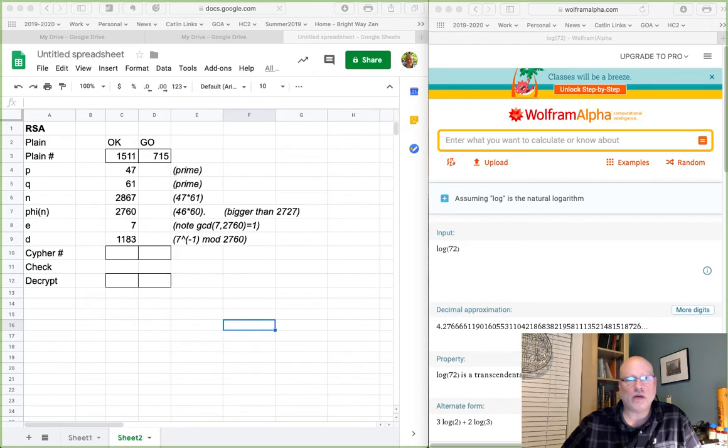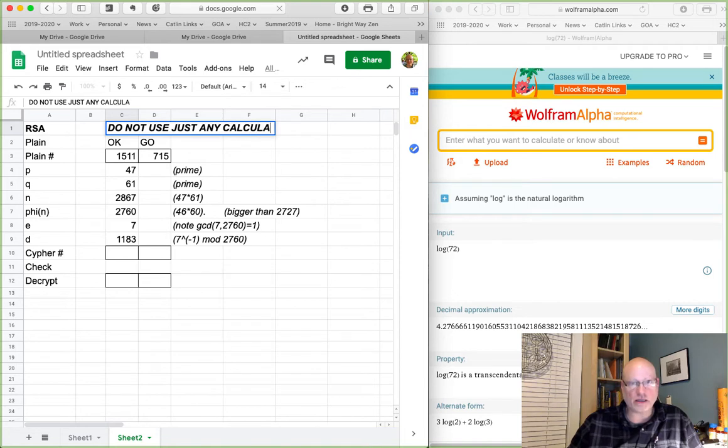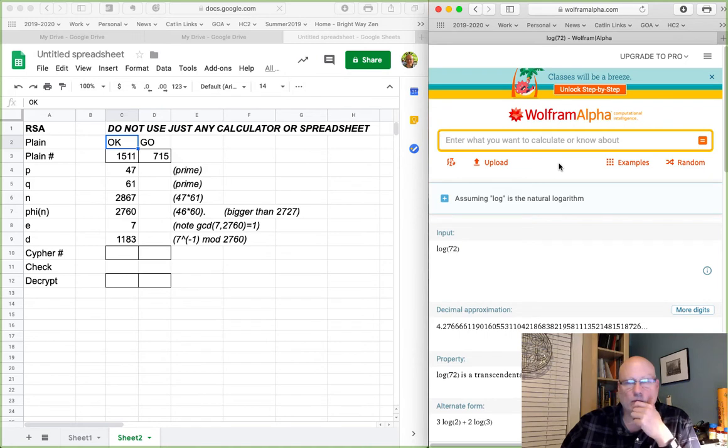I do want to remind you, in no uncertain terms, do not use just any calculator or spreadsheet. It's really important because, as I mentioned in previous videos, if you do, you're going to end up approximating values, and it's not going to work, is the bottom line. So you want to make sure you're not using something like that. Wolfram Alpha, again, works pretty well. Heck, you can even have it on your phone.